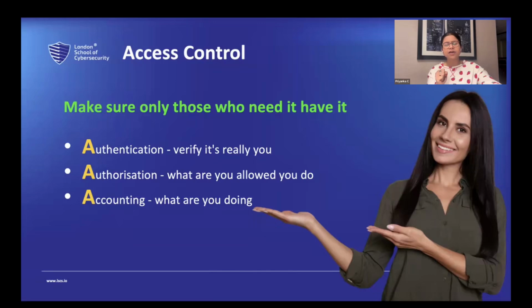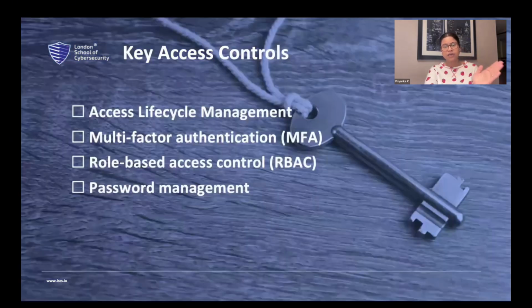Then you have authorization. Authorization is to validate that I'm trying to do something that I'm allowed to do. So authorization asks the question, what are you allowed to do? That is your authority. And the last is accounting. Accounting asks, are you really doing what you're authorized to do, or are you trying to do something more than what you're authorized to do? So this is keeping track of what you're really doing. Remember the 3 A's of access control: authentication, authorization, and accounting.